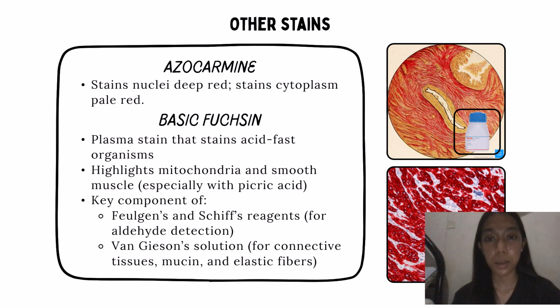Basic fuchsin is a plasma stain that is used to highlight acid-fast organisms, mitochondria, and smooth muscle fibers, particularly when used in combination with picric acid. It is a major constituent of stains like Feulgen reagent, Schiff's reagent, and Van Gieson solution, which are used to identify aldehydes, connective tissue, and elastic fibers.